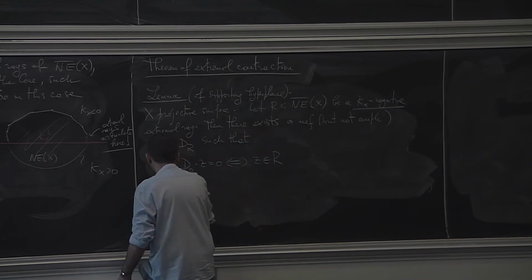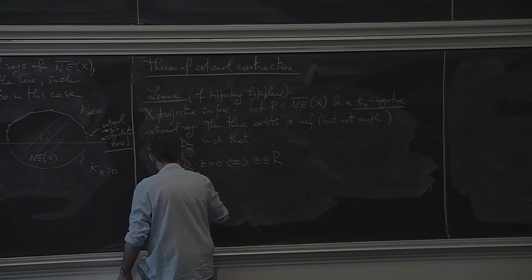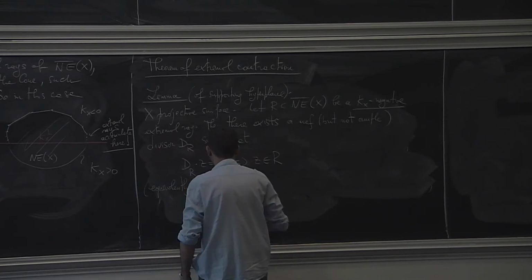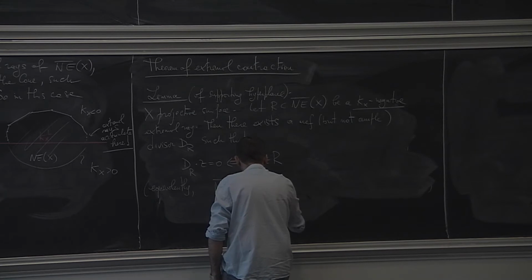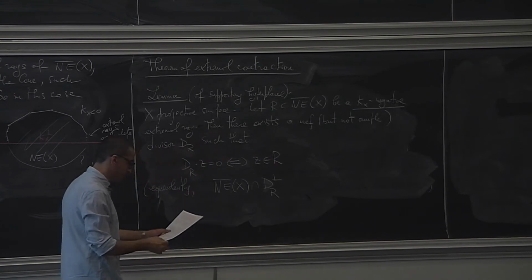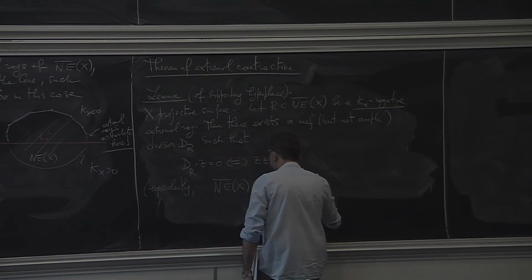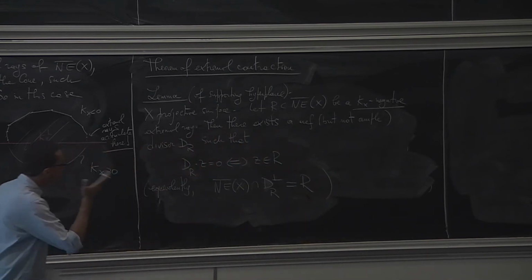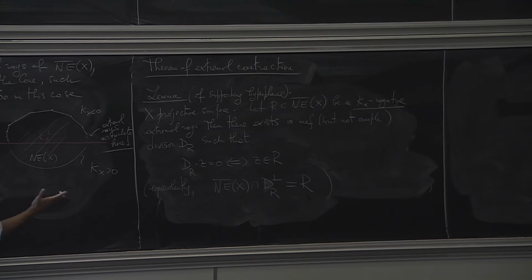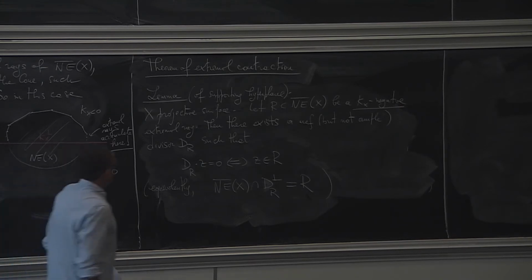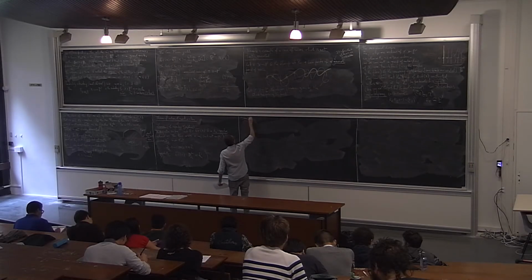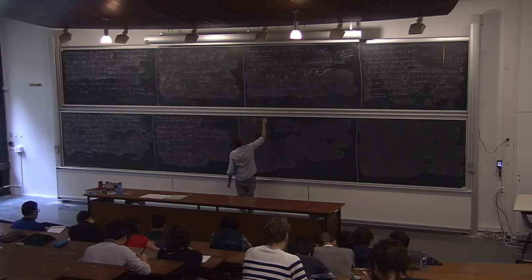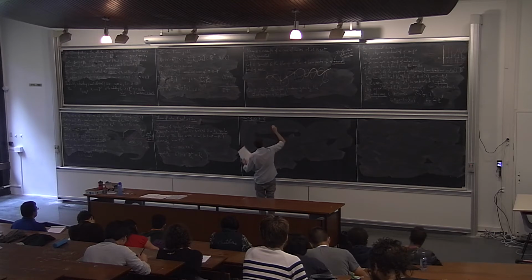Equivalently, this means that if I take the Mori cone and I take the intersection with D_R orthogonal, what I obtain is R. So you can always find a hyperplane supporting exactly R. The idea of the proof follows from the cone theorem plus the rationality theorem.